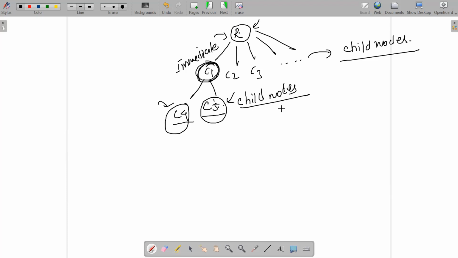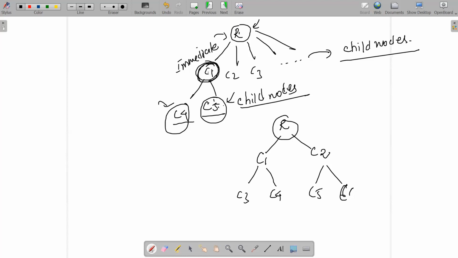Yes. Okay, now let me know one thing. If root is there, suppose that it has C1 and C2 as its child nodes. C1 has further C3 and C4 as its child nodes. C2 has further C5 and C6 as its child nodes, right? If I just isolate this particular continuous segment, what is it called? Can you let me know? The entire structure is a tree, correct?